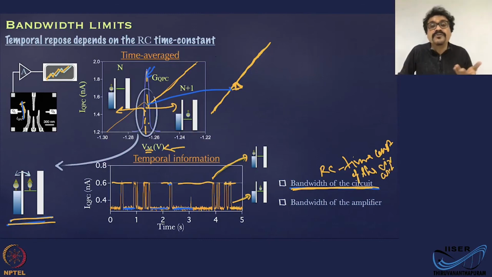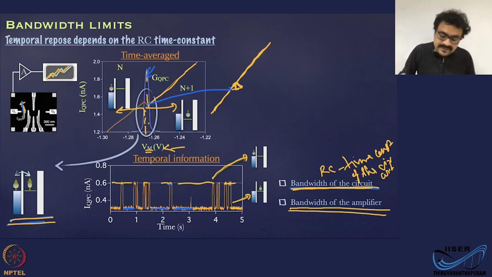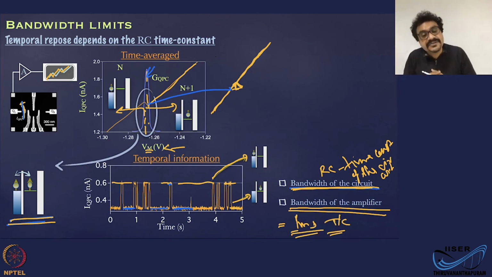Now, on top of that, you also have the bandwidth of the preamplifier, this amplifier here, that tells you how fast you can measure. For example, in this specific case, it was a 1 millisecond time constant. That is for 1 kilohertz. That is the filter setting in the amplifier that was used for this measurement.